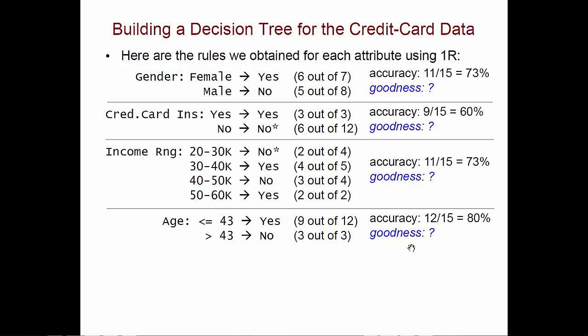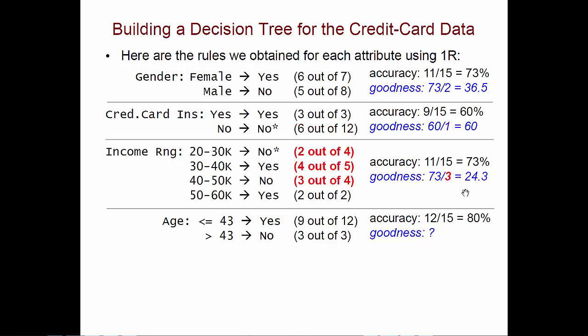All right, so if we go and look at the rules we obtained using 1R. So for gender, both subgroups are not perfectly classified, so we're going to divide the accuracy by 2 to get its goodness score. That's the one I just showed you on the previous slide. For credit card insurance, one of the subgroups is not perfectly classified, the other one is. So we're going to divide by 1, and so the goodness score ends up being the same as the accuracy.